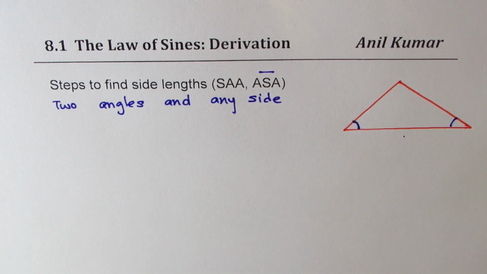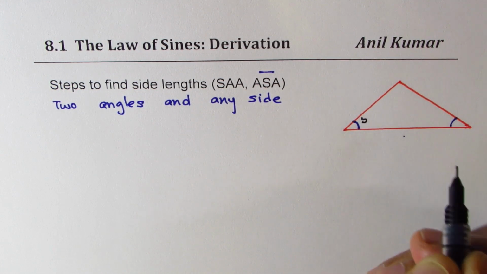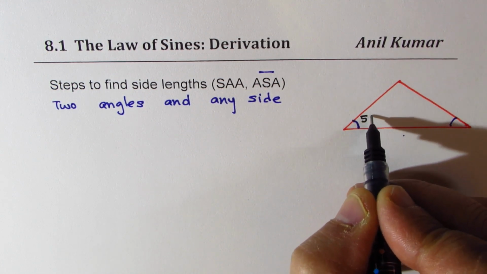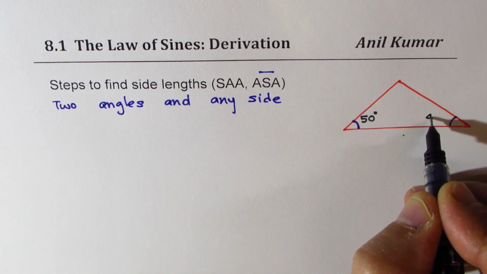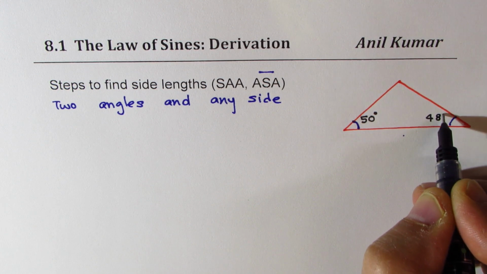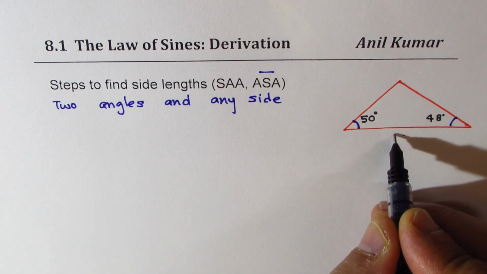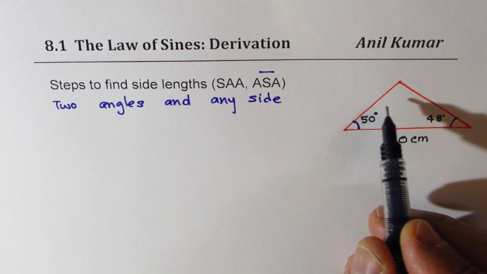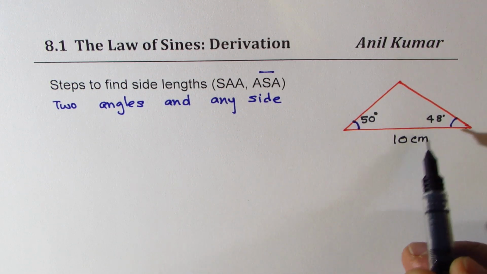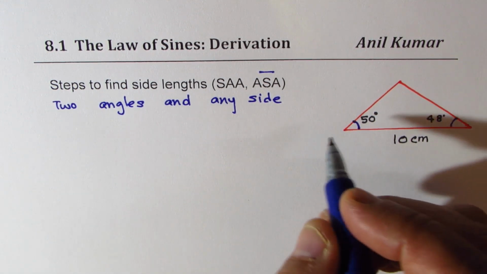So this is a triangle given to us. Let's say this angle is 50 degrees and the other one here is 48 degrees. Okay, so close by. And let's say this side is given to us and let's call this 10 centimeters. We need to find the other sides. Now, whenever you're given two angles, you can always find the third angle. Perfect. So let's say the triangle here is PQR.